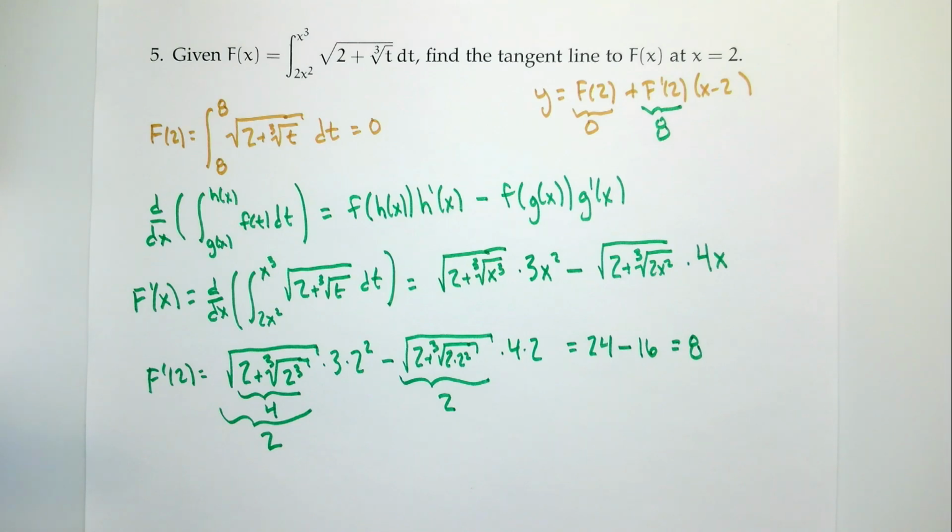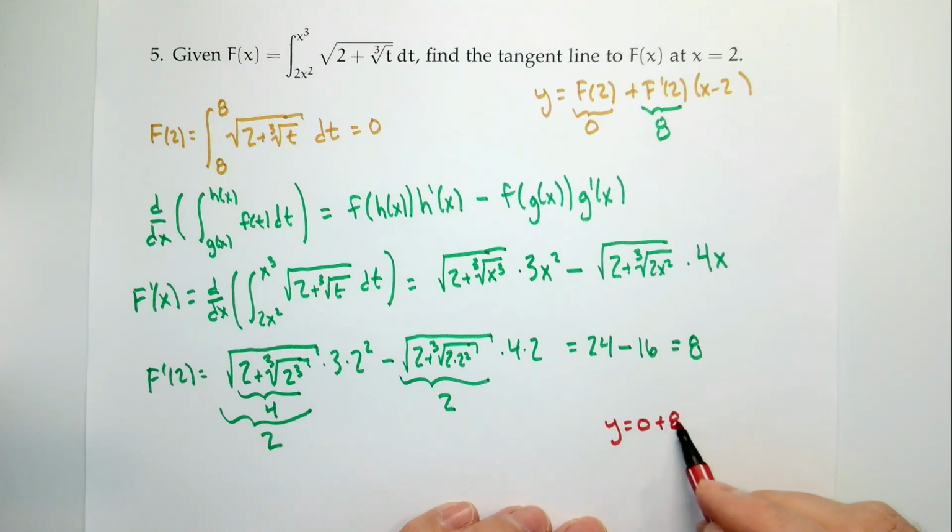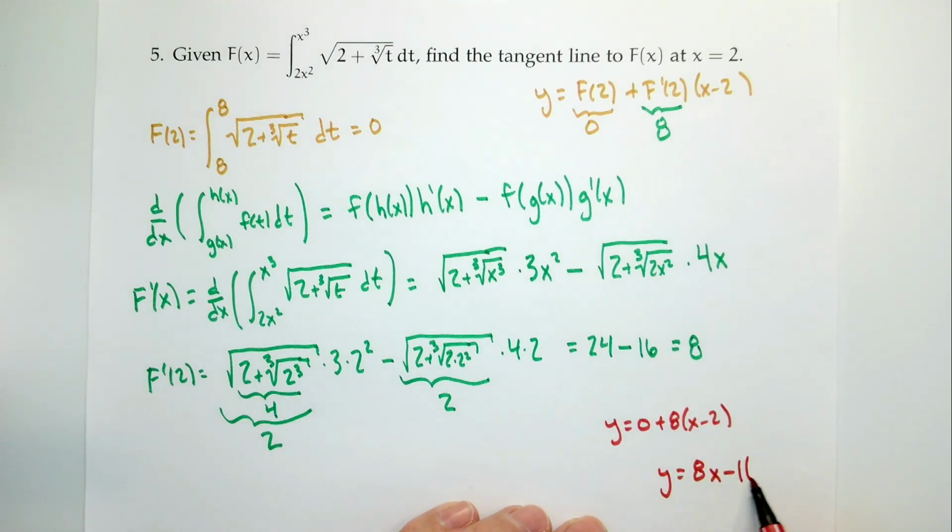So we put it together and we get that our tangent line is y equals 0 plus 8 times x minus 2, or y equals 8x minus 16. And that's the answer. We're done. Woohoo! We found it.